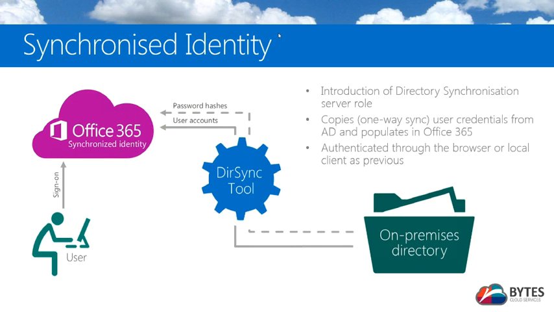Synchronized identity, or synchronizing those identities to what we have on-premise to online, is really where we start seeing a lot of enterprise customers starting their journey. And this is really the introduction of something called DIRSync, or directory synchronization. It's a little server tool that takes a copy, it's like a one-way sync, taking all the objects out of your current AD and pumping them up to the Office 365 directory store. And what this is really doing is not only copying that user data, but also copying the passwords too.